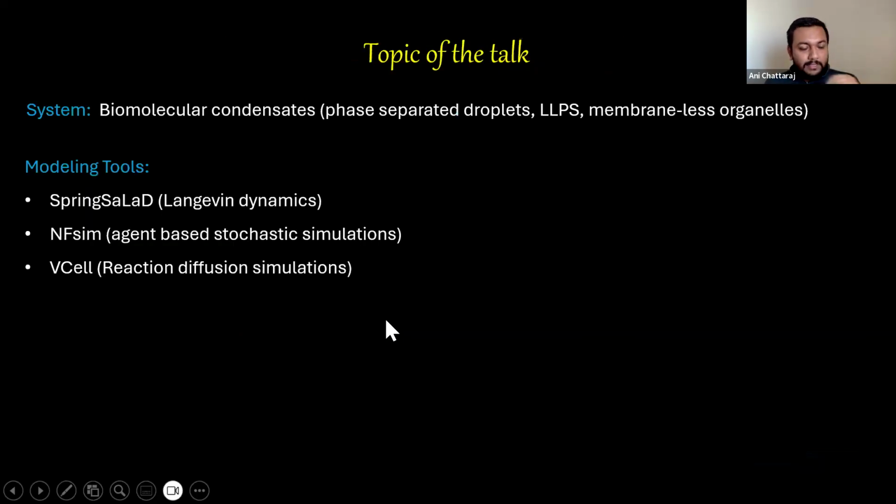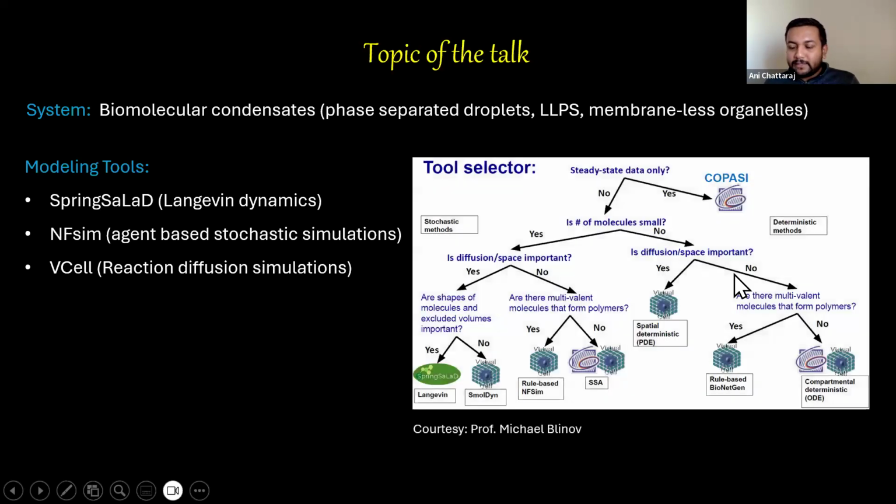Now I will get into one specific example where we can demonstrate this point. Today I'll be talking about a system called biomolecular condensates. They are also known as phase-separated droplets, liquid-liquid phase separation, or membraneless organelles. They are different names indicating the same thing. The tools that I will be demonstrating today are Spring Salad, NFSim, and the reaction diffusion capability within Virtual Cell. And I found that Michael sent this slide a couple of days back, which is very useful.